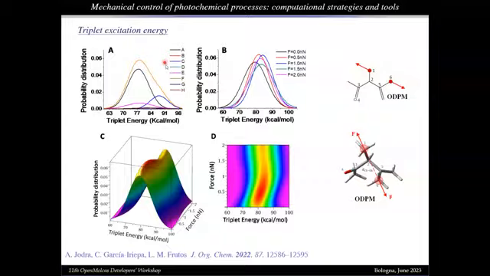Also, the triplet excitation energy can be affected. These are different examples. So in this case, we are studying this oxide IP methane molecule that can undergo triplet energy transfer. So the triplet energy, which is possible for the system to accept, given a donor molecule. So this energy can also be affected. We can see here the effect of the applied force.